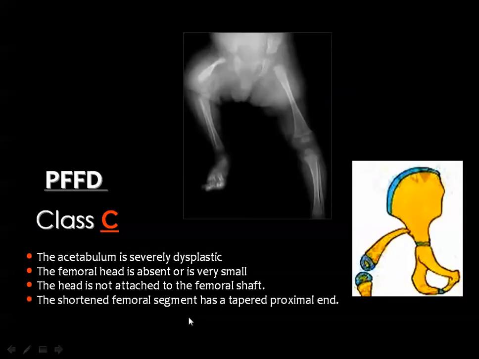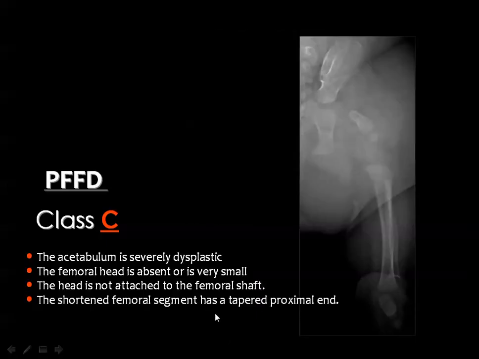And in class C, the acetabulum is dysplastic. The acetabulum is very shallow, and as you can see here, the femoral head is absent or very small. The head is not attached to the femoral shaft. The shortened femoral segment has a tapered proximal end, as you can see here. Then this is class C.